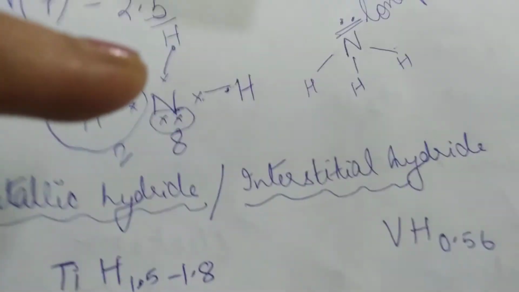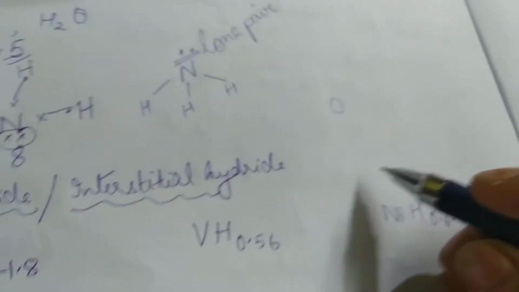Now, what is metallic hydride or interstitial hydride? First, the word interstitial comes from the word interstices.